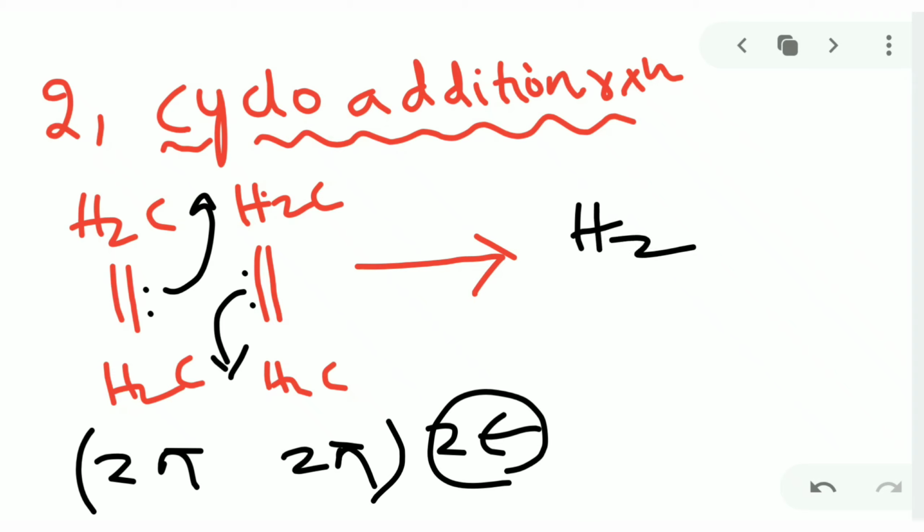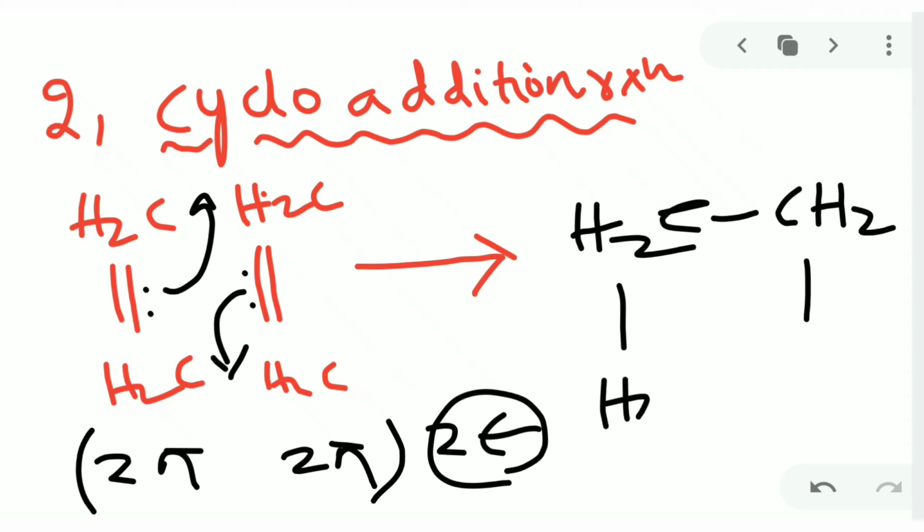So the diethylene molecules are converted into cyclobutane. With a single bond, a new sigma bond is formed, so a cyclic adduct will be formed. A saturated compound is formed when the unsaturated compound is converted to a saturated compound. This is one example of a cycloaddition reaction. All the sigma bonds will be formed from the pi electrons, the 2 pi system.